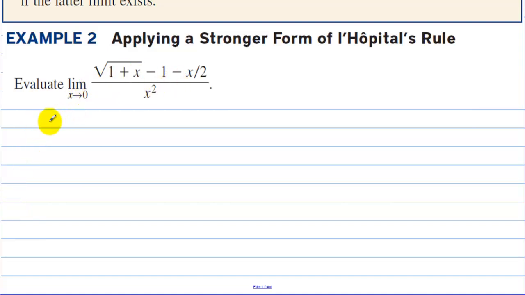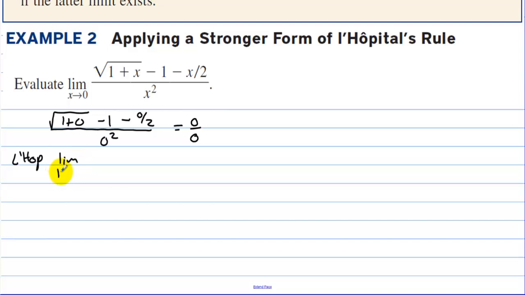Let's plug 0 into this function. We get 1 plus 0 minus 1 minus 0 over 2, and then we have over 0 squared. Well, this piece right here is going to be 1. 1 minus 1 is 0. This part is 0. We do end up with 0 over 0. So let's do L'Hopital's rule. We'll signify we've actually done the rule.